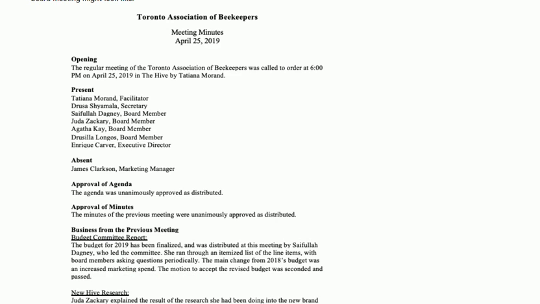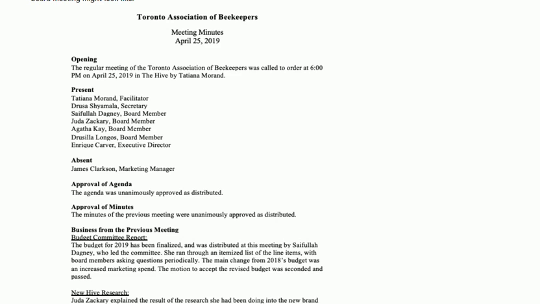For example here, Tatiana Moran, facilitator, Drusa Shyamala, secretary, Saifullah Dagni, board member, and etc. So these are the names of the members who are present in a meeting, and there's only one member who is absent, like James Clarkson, marketing manager. So you should write all of that stuff.